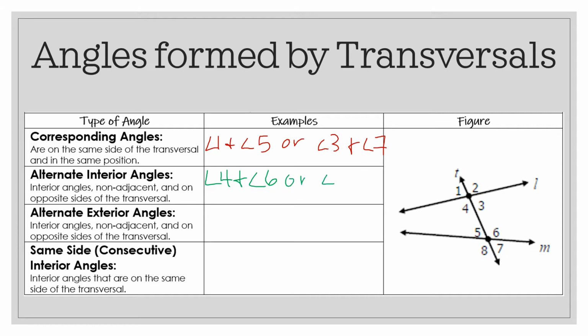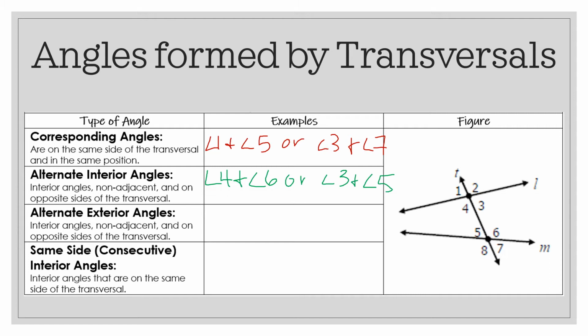And then you also have angle 3 and angle 5. Again, they're in between the two lines, L and M, but they're on opposite sides of the transversal T. Alternate, that means opposite, interior, inside.